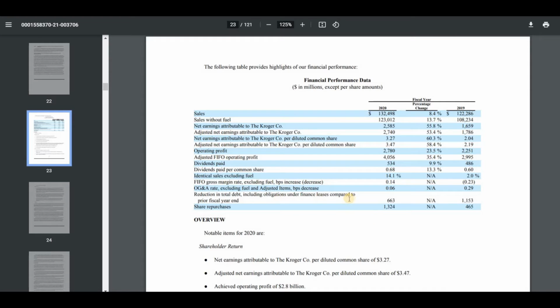They reduced their debt in finance leases. Their dividend payout has become higher, around 10%. Their dividend ratio has lowered, which is great for the company as well.